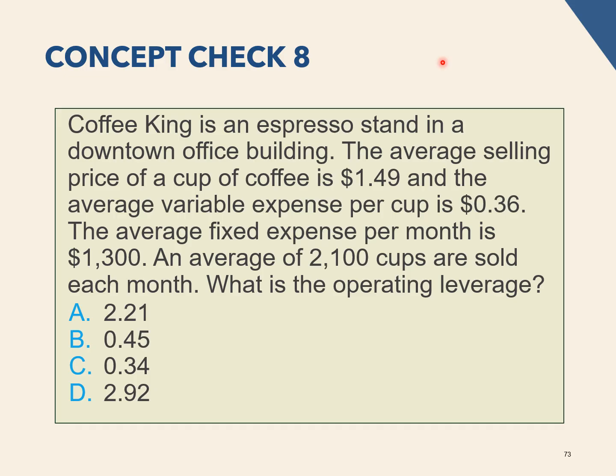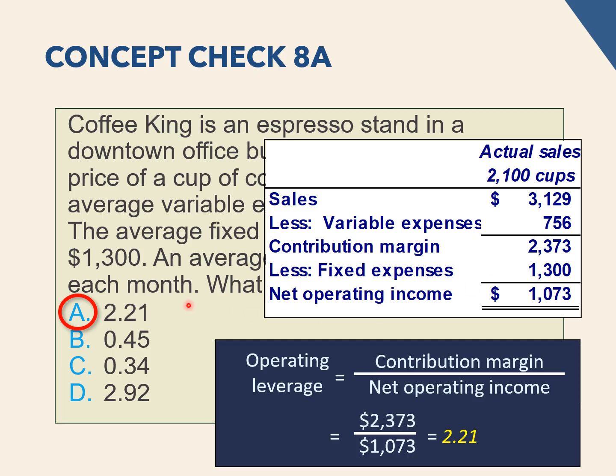Concept check number 8. What is the operating leverage for Coffee King? What do you think? The answer is A. You take the contribution margin, which is 2373, divided by net operating income, which is 1073, and you will get 2.21. That is your operating leverage.